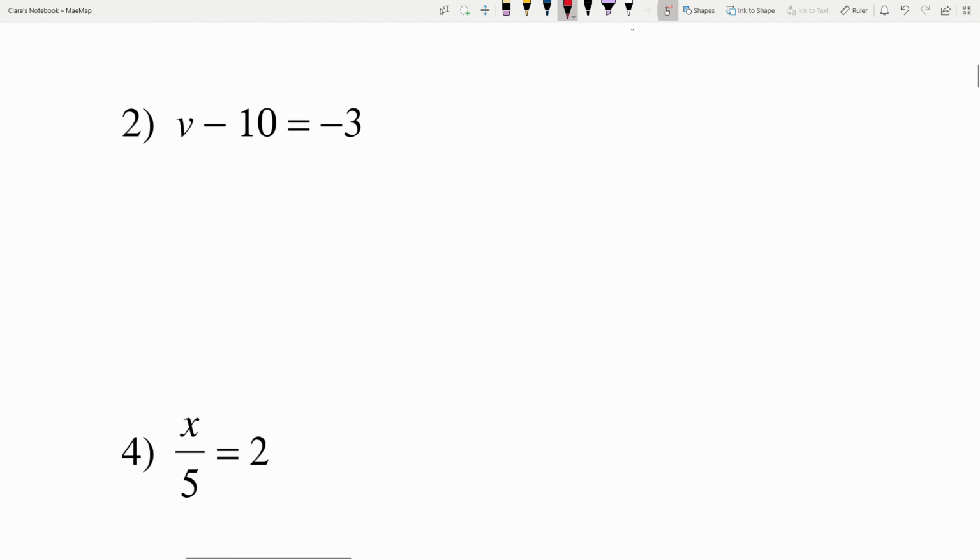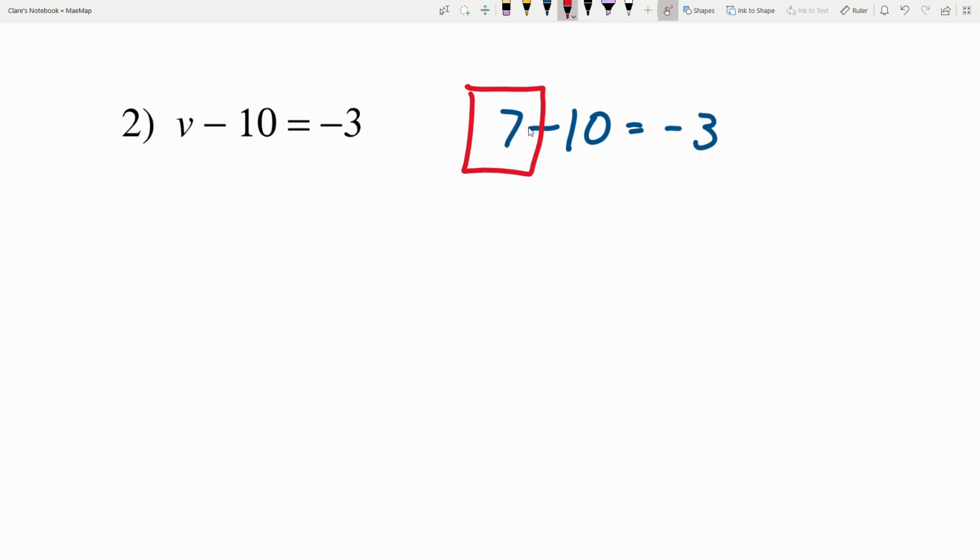In number 2, again, our variable that we're solving for is v. So we have to figure out what v needs to be in order to make this equation true. What minus 10 equals negative 3? That's going to be 7, because 7 minus 10 equals negative 3, so v is going to be 7. Our solution in number 2 will be 7. But let's solve by manipulating the equation.